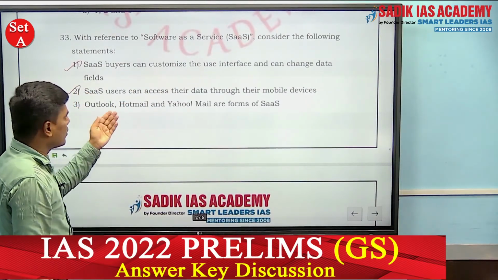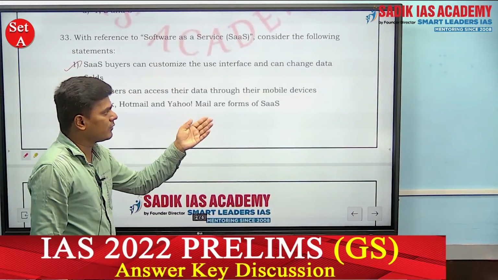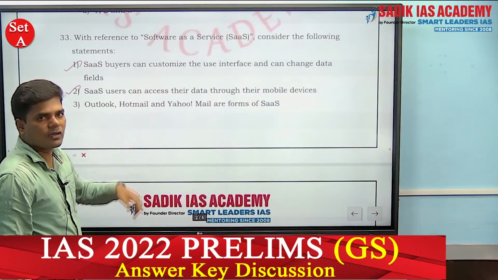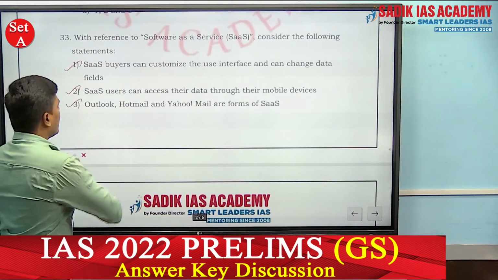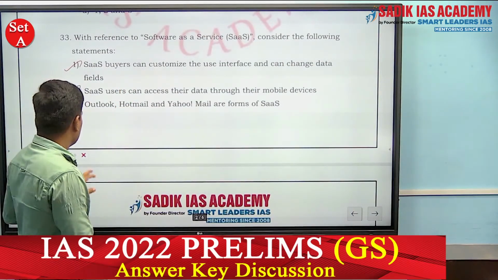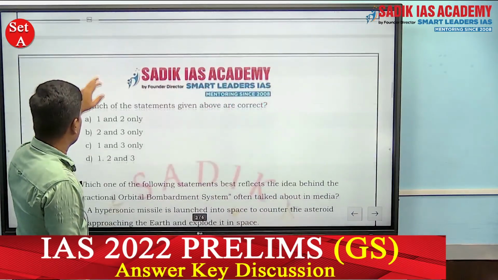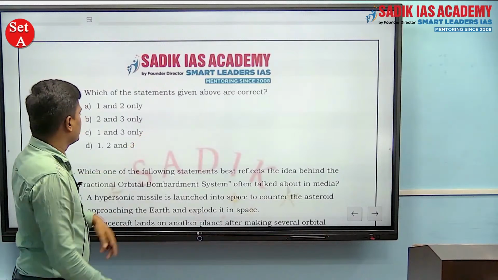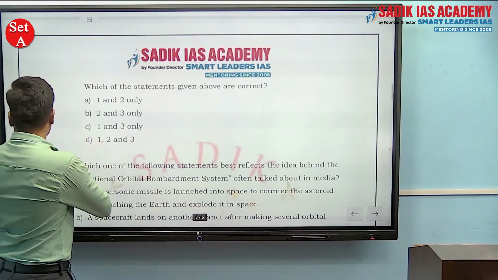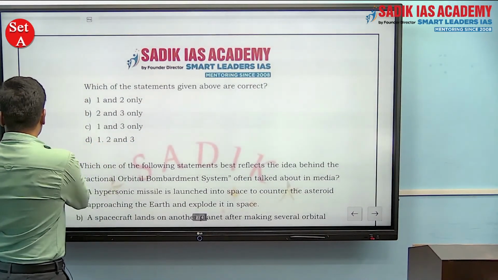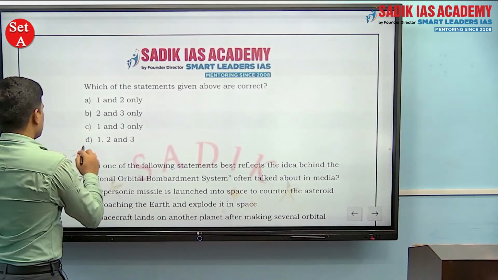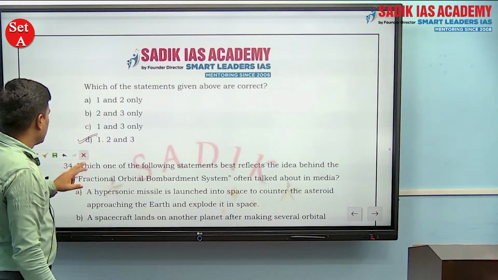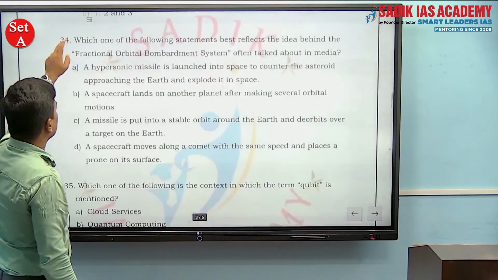And Outlook, Hotmail, Yahoo Mail are forms of software as a service. In the beginning I told you these are examples of software as a service. So in that case, all three statements are correct. The question is which of the statements given above are correct, so all three are correct. Option D is the answer for this question. And then question number 34.